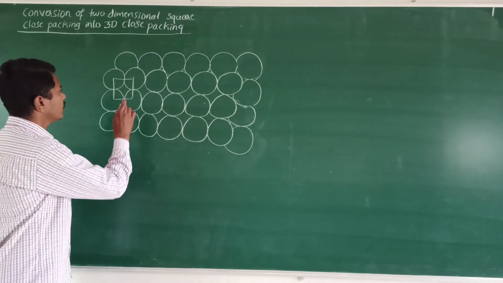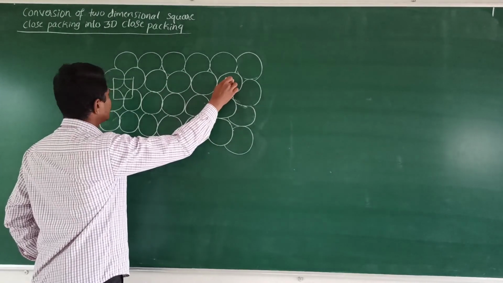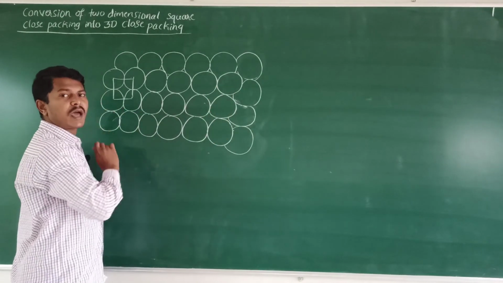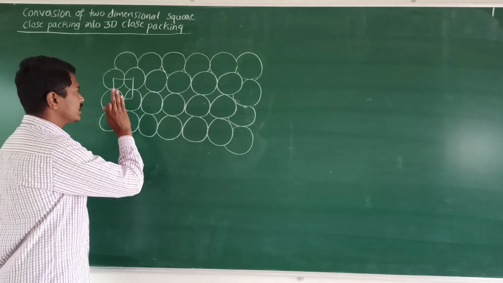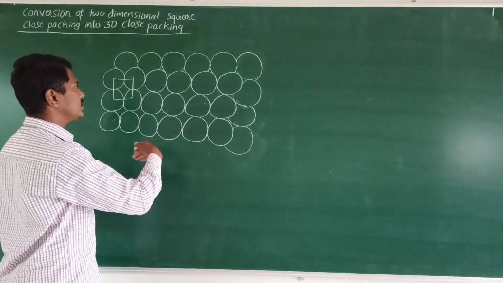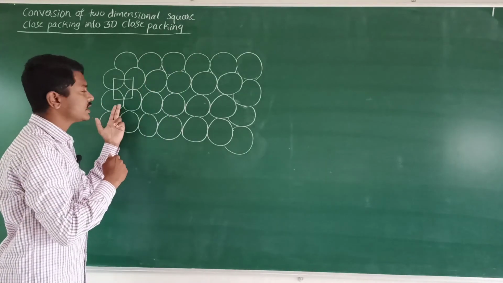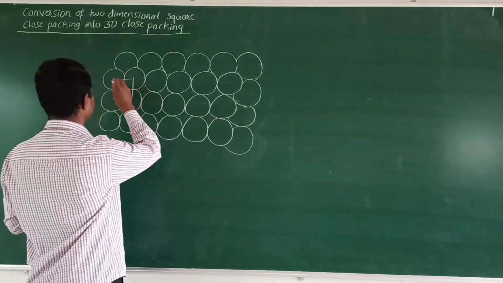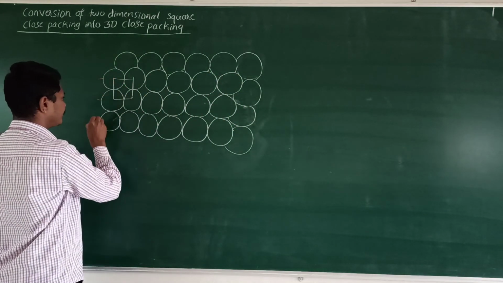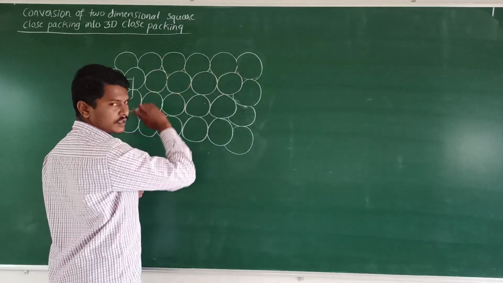Today we are discussing conversion of two-dimensional square close packing into three-dimensional. Here, up to these spheres, it is a two-dimensional square close packing. This is the first layer. The same layer is placed exactly on top of the first layer. It looks like this. This is the second layer.